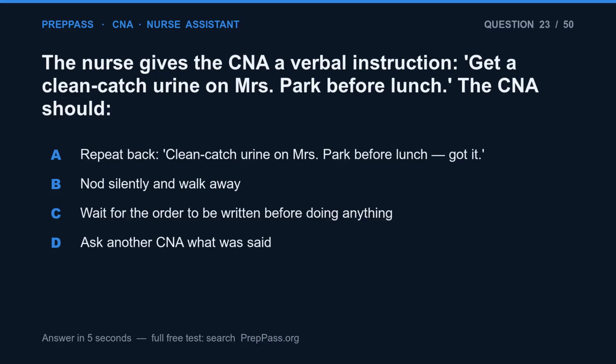Question 23. The nurse gives the CNA a verbal instruction: "Get a clean catch urine on Mrs. Park before lunch." The CNA should: A. Repeat back, "Clean catch urine on Mrs. Park before lunch, got it." B. Nod silently and walk away. C. Wait for the order to be written before doing anything. D. Ask another CNA what was said.